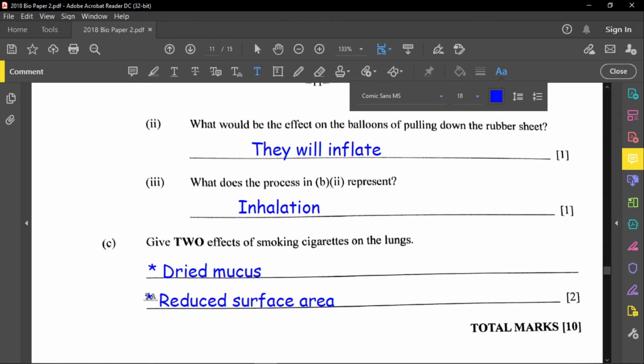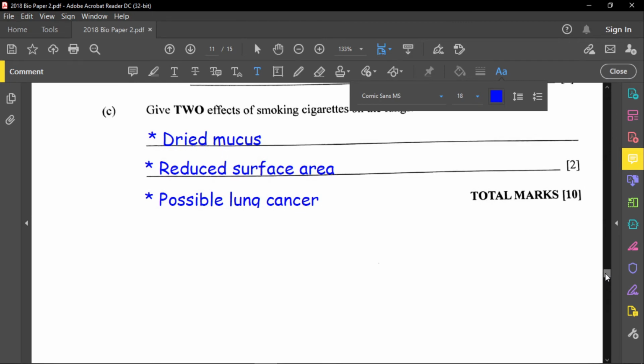Another possibility here, and this is a possibility, I'm not saying that you will get it, is a possible lung cancer. Okay, you may get lung cancer. We're not saying you must have it now. We're saying that you can get it. So if you smoke, there's a higher chance compared to persons who do not smoke to have lung cancer. So it's just a possibility.